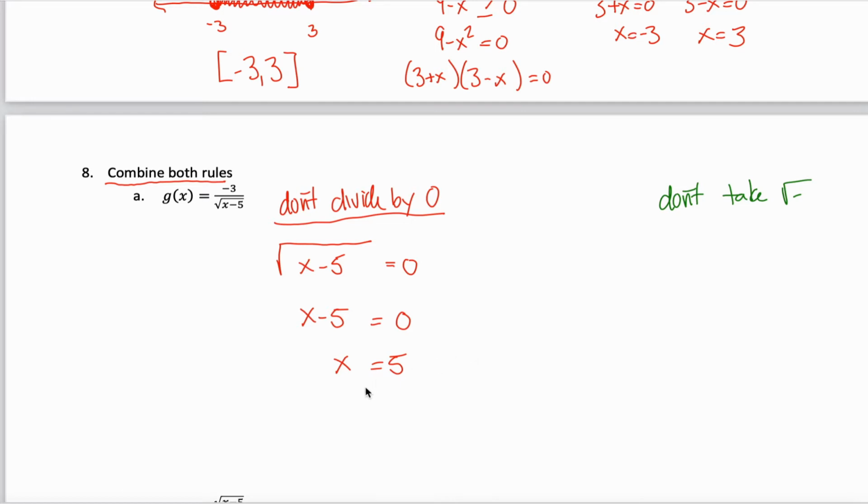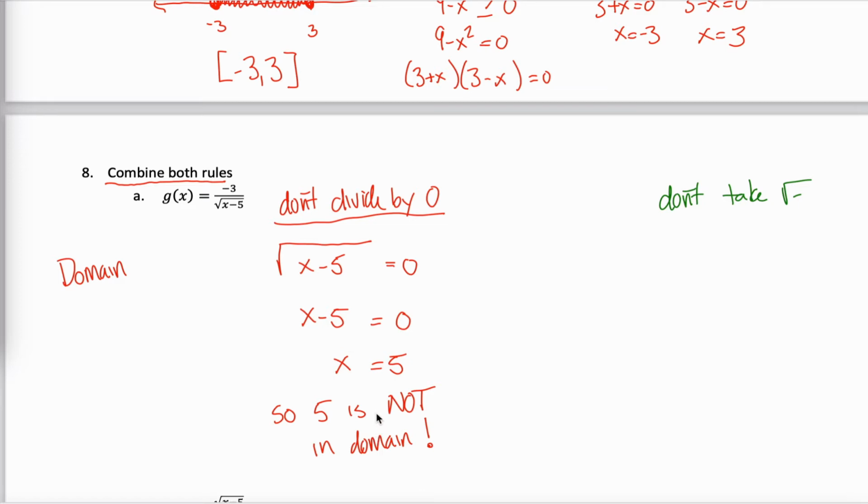Oh, so 5's your answer? No. I'm trying to figure out the domain. The number 5 is not in my domain. Kind of weird that the solution is actually what's not part of the answer later on. But we're not done at this stage. Excluding 5 from the domain just makes sure that we don't divide by 0.